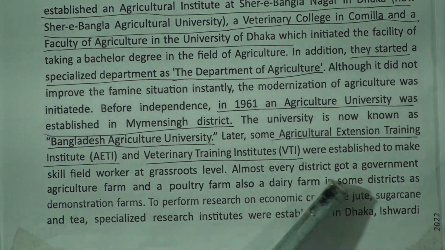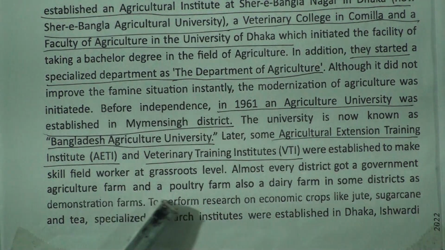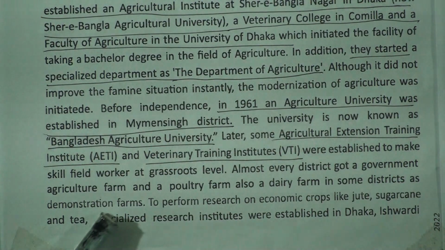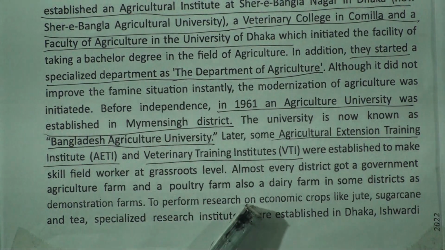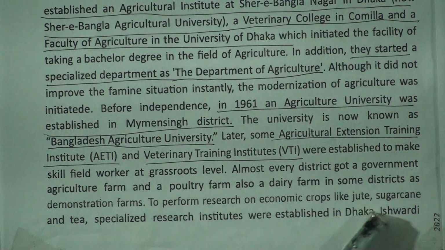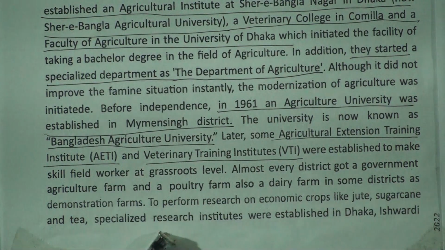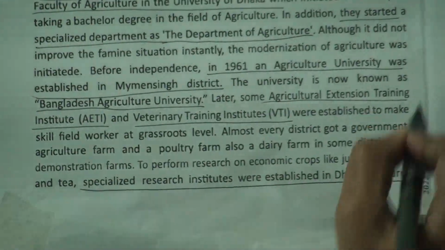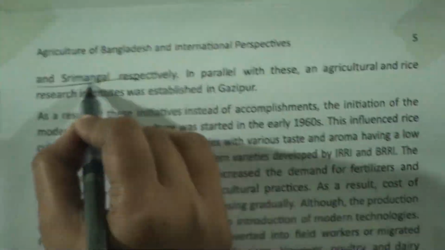Almost every district got a government agriculture farm and a poultry farm, also a dairy farm in some districts, as demonstration farms. To perform research on economic crops like jute, sugarcane and tea, specialized research institutes were established in Dhaka, Ishwardi and Sreemangal respectively. So where are they? Specialized research institutions: Dhaka, Ishwardi and Sreemangal.